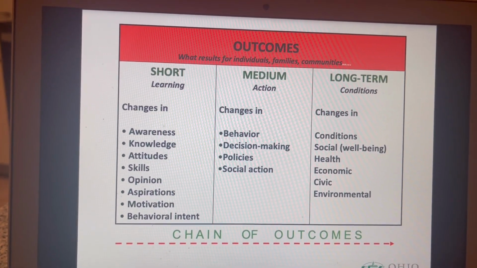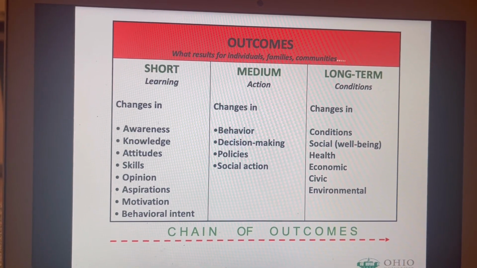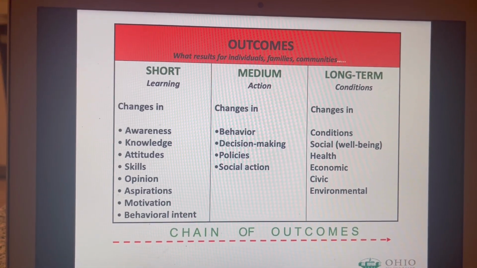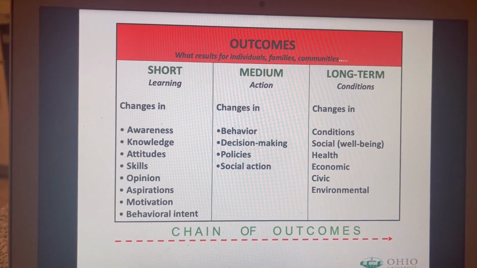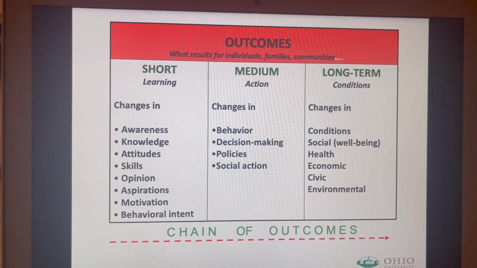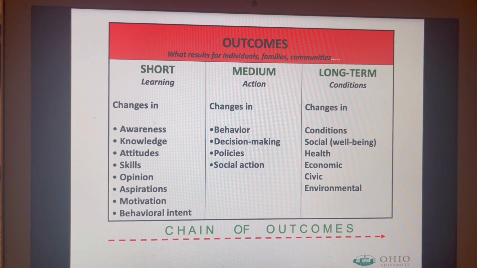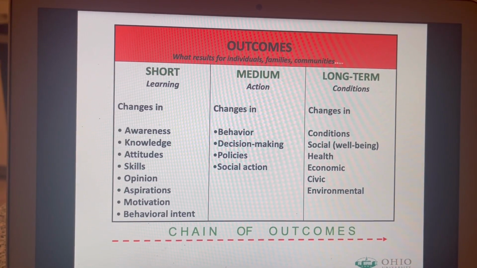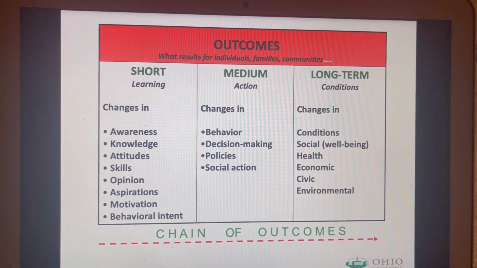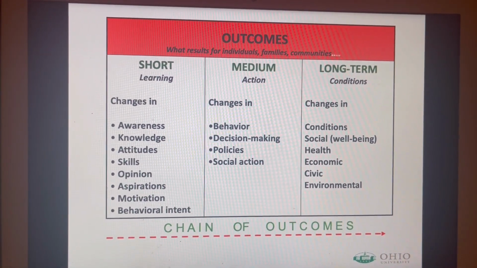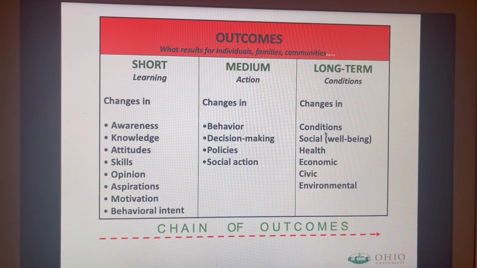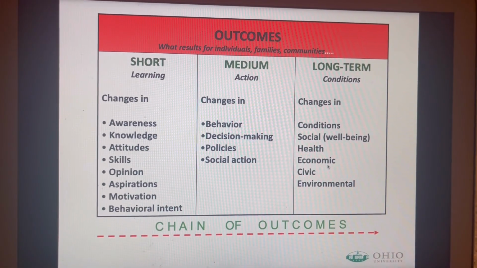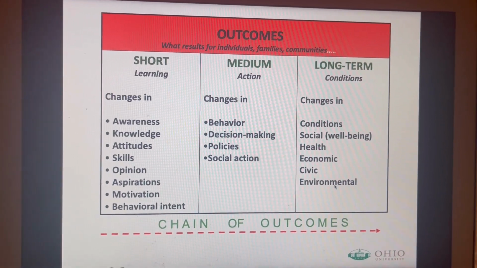So this shows changes in conditions, because that's when you can measure if your project or your program made an impact to the entire population, not just your program participants, but the entire population in the country or the entire population in the state. So these changes look at conditions: social well-being, health, economic, civic, and environmental.